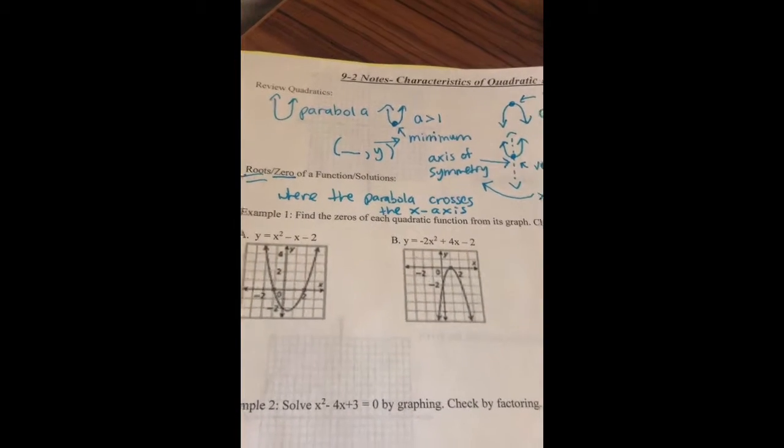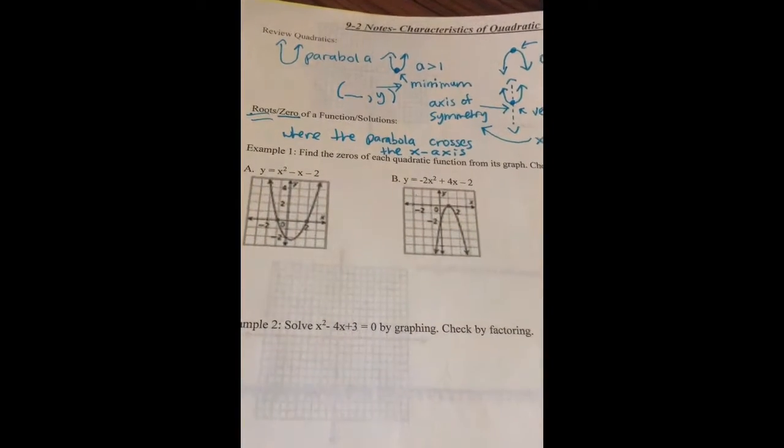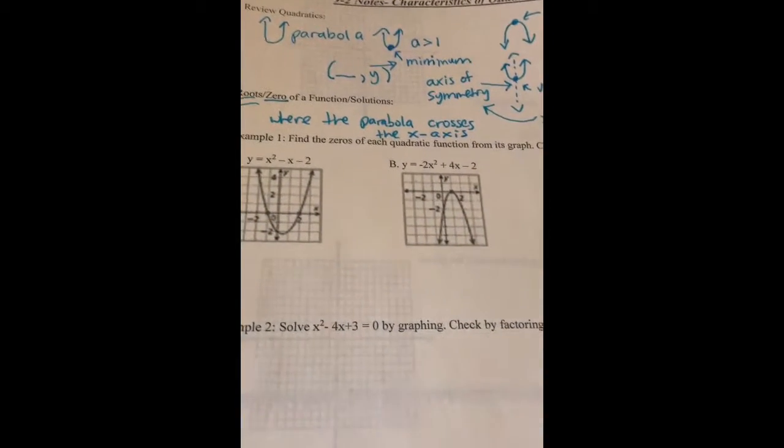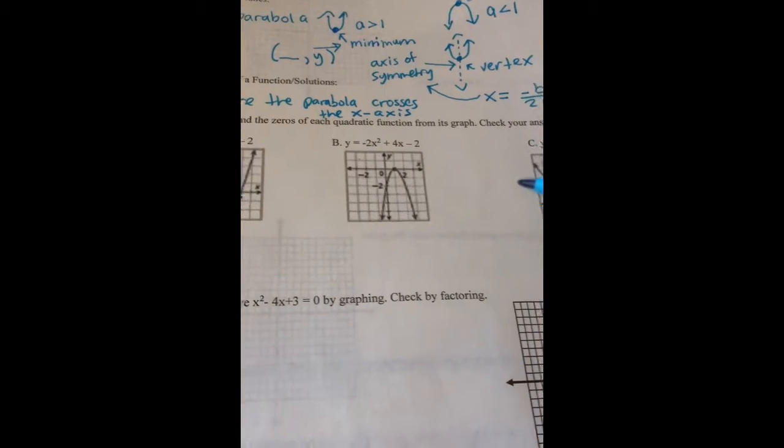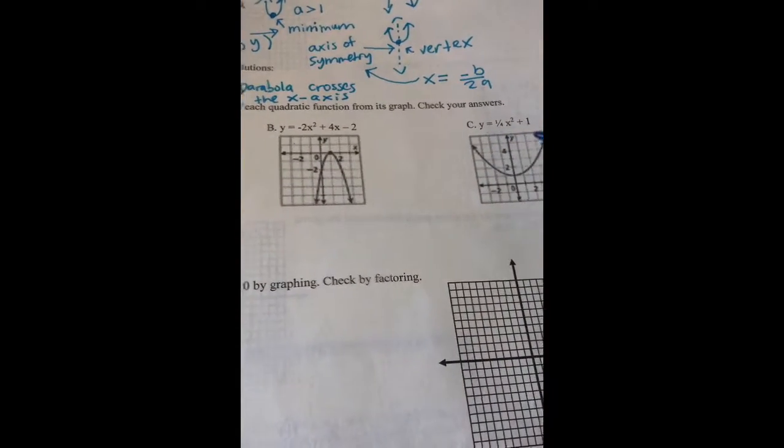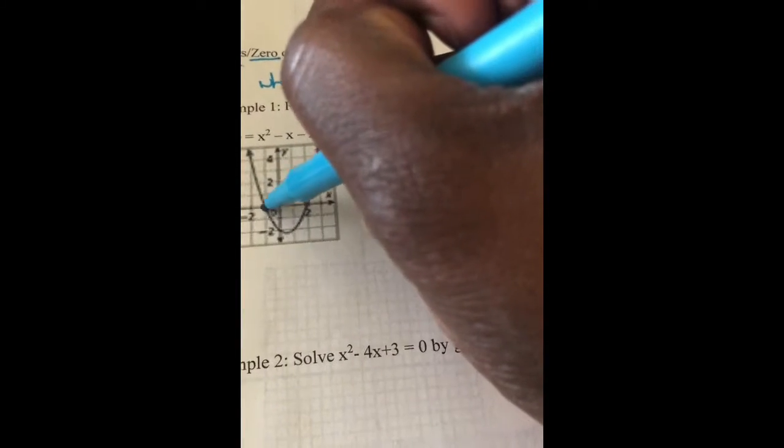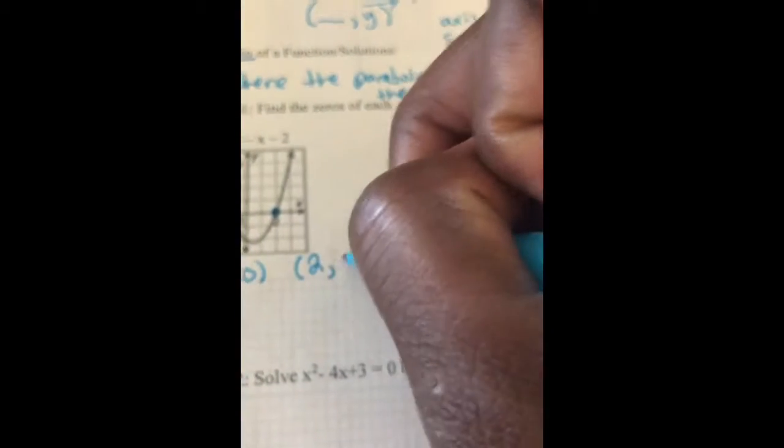There are 3 different possible solutions that we're going to look at in example 1. It says find the zeros of each quadratic function from its graph. Check your answers. If we look right here, it's crossing the x-axis right there and right there. That first point is negative 1, 0. The second point is 2, 0.